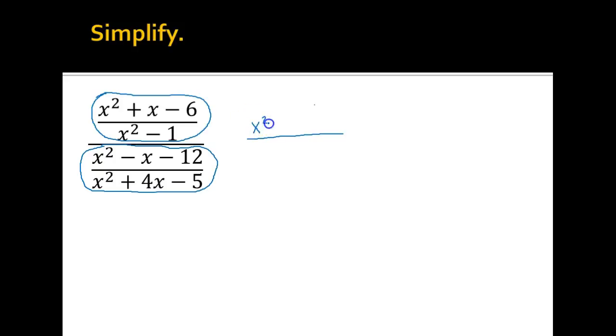So x squared plus x minus 6, x squared minus 1, that's my numerator, times the denominator, but not the denominator as it's written, but the reciprocal of the denominator. So flip it over, the bottom number on the original denominator is x squared plus 4x minus 5, so I make that my numerator. And then the numerator for the bottom fraction is x squared minus x minus 12, and I make that my denominator.